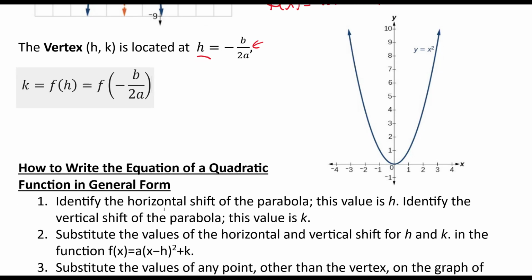Identify the horizontal shift of the parabola. So if you have y equals x squared, how is it shifted horizontally? That's your h value. Identify the vertical shift, and that's your k value. So your standard one, that vertex is at 0, 0.